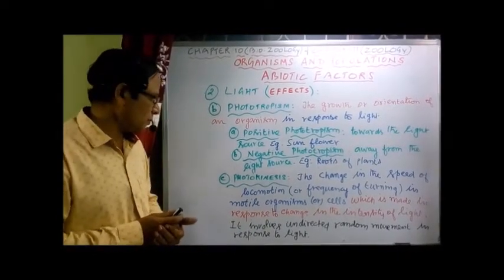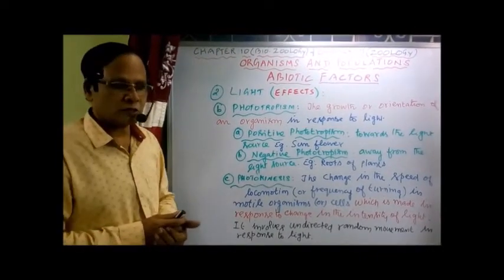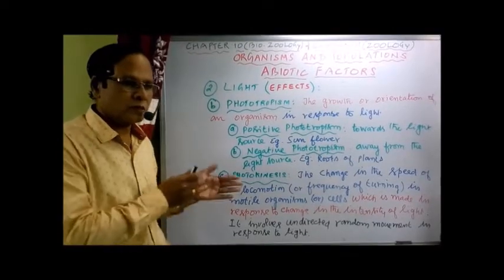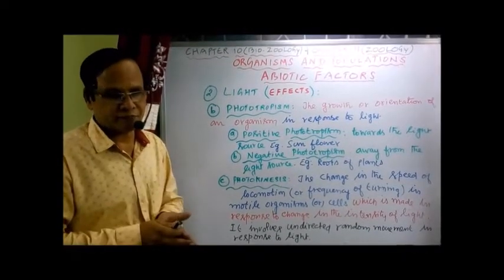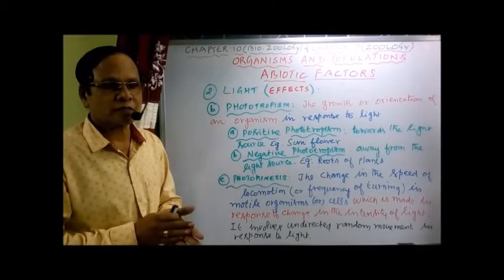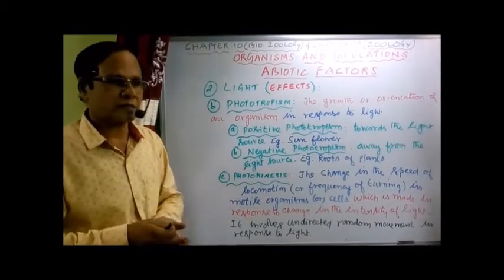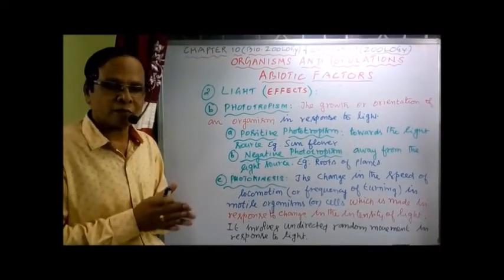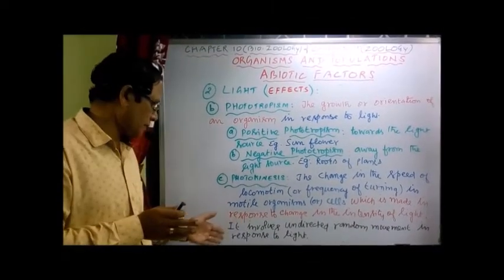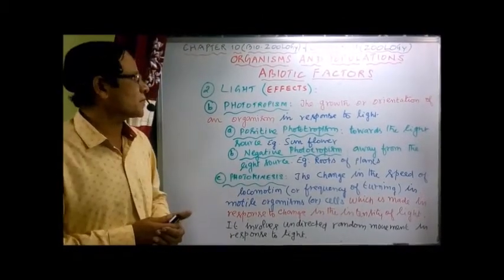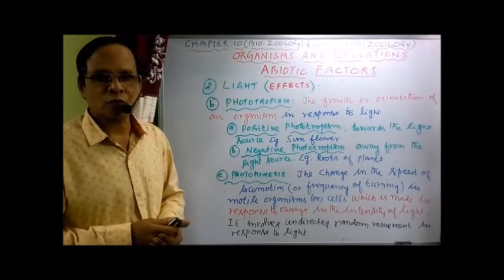All these changes are in response to a change in the intensity of light, as I mentioned. So it involves undirected, random movement. It's not moving in a particular direction; it's undirected, random, in any direction, either moving away from the light or in a different, haphazard way. Undirected random movement in response to light is called photokinesis. And with that I conclude light; we have to go for water.